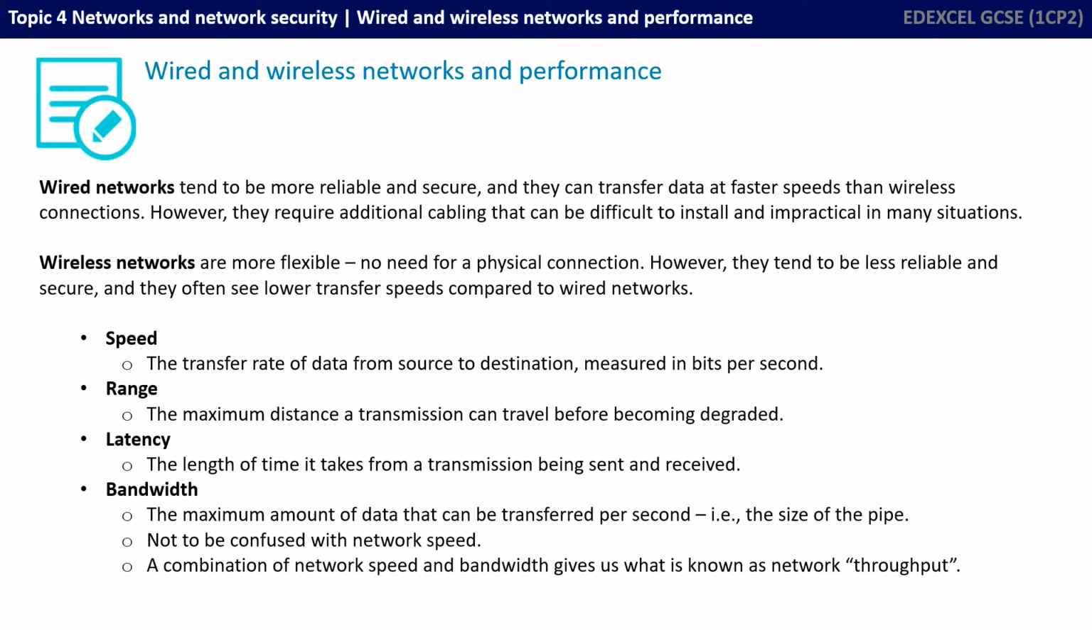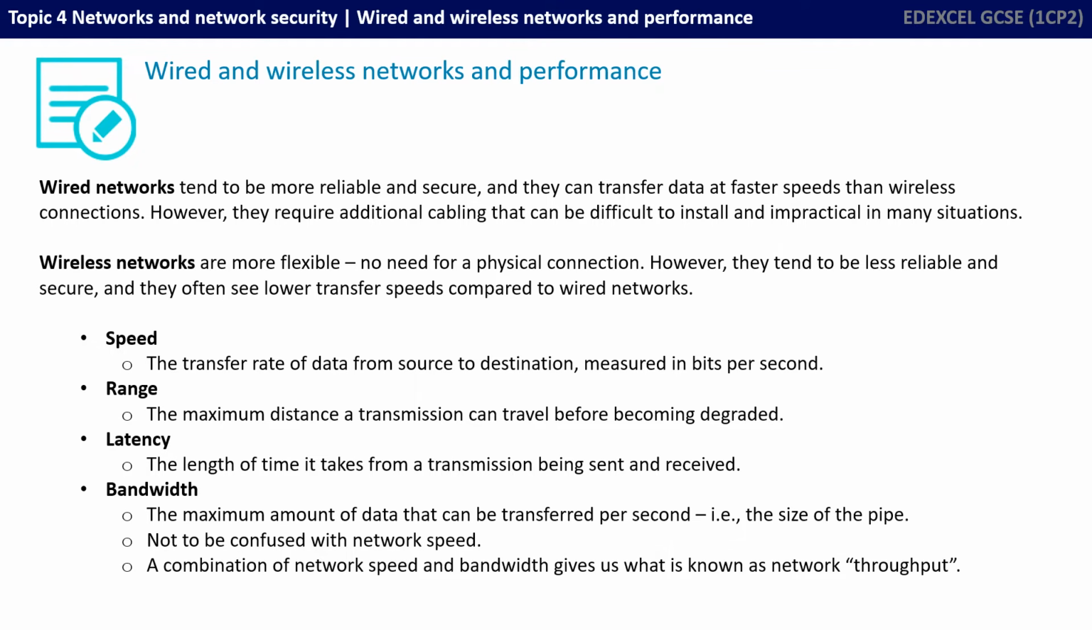So just to summarise, wired networks tend to be more reliable, secure and can transfer data at faster speeds. They however require additional cabling, which can be difficult to install and impractical. Wireless networks are more flexible as there's no need for this physical connection, but they tend to be less reliable and secure and typically have lower transfer speeds than their wired equivalents.